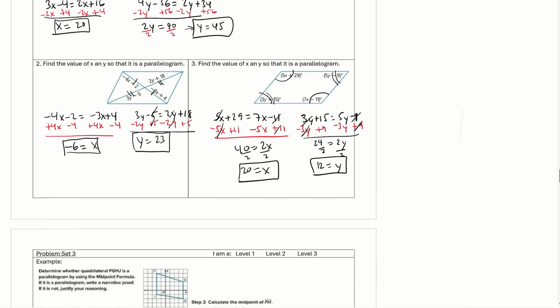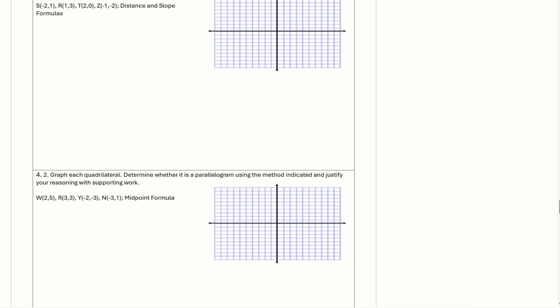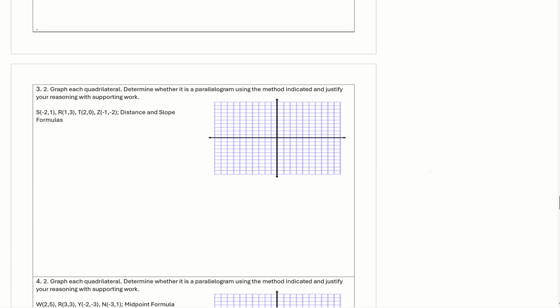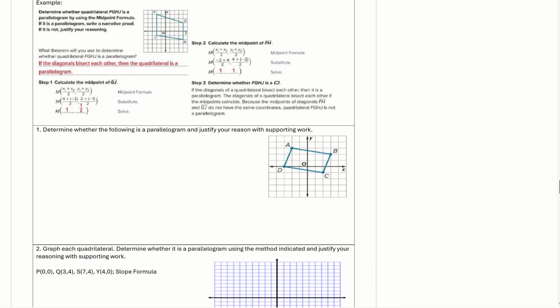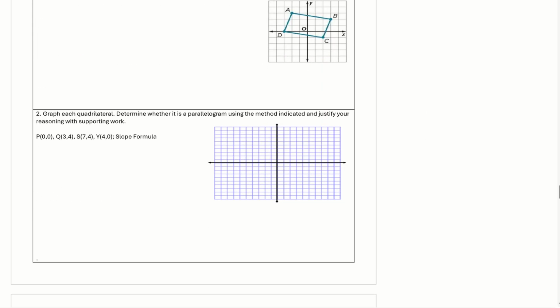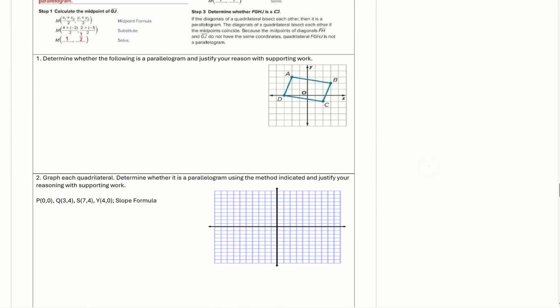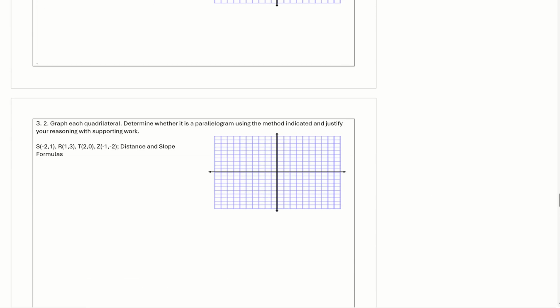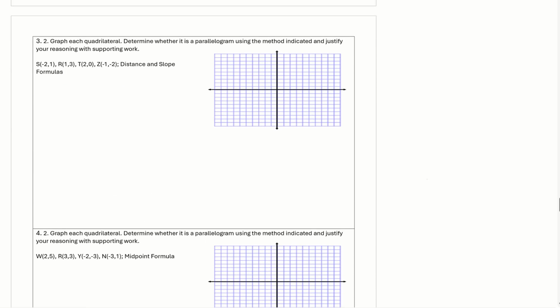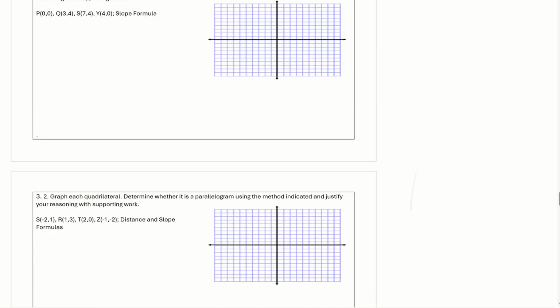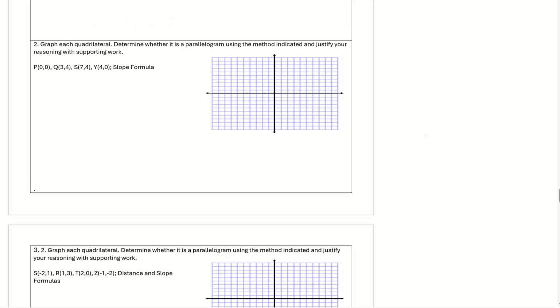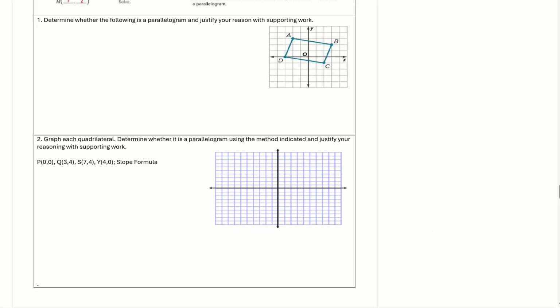All right, so now let's do problem set number 3. I think there should be one more problem set, but there's a lot of problems in this problem set. I think I give you 4 problems. Yeah, so 4 problems. Let's make sure. Yeah, so I give you basically 4 different ones.